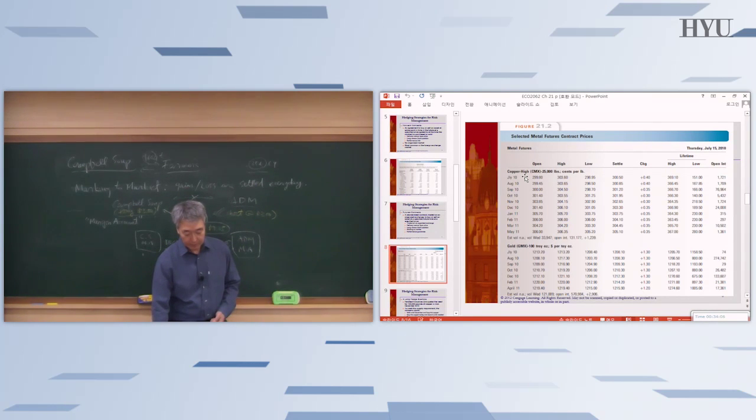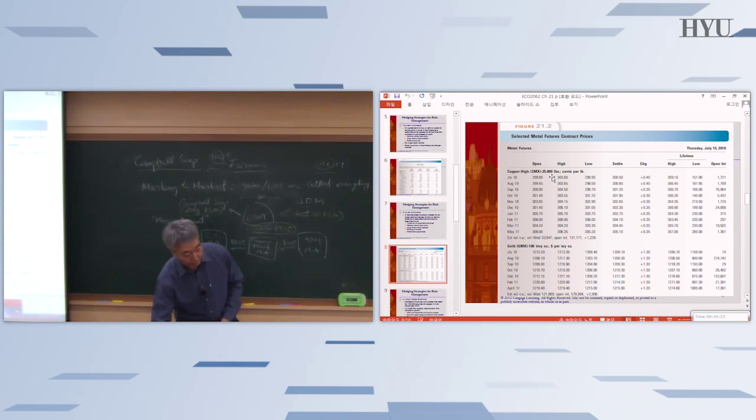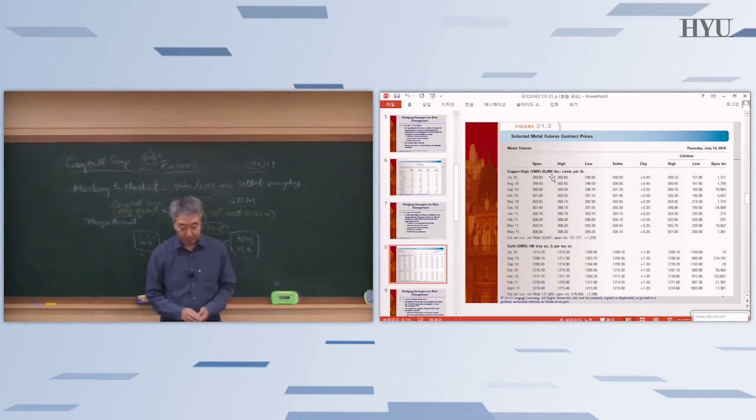And the symbol of that item is CMX. 25,000 pounds, so each unit of this future is 25,000 pounds of copper. If you buy one unit, one futures contract, that involves 25,000 pounds of copper. But the price quotation here, these numbers, are cents per pound, so you can calculate the price of one unit, one futures contract.